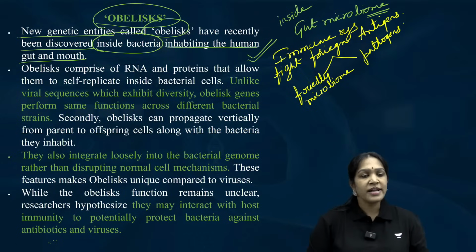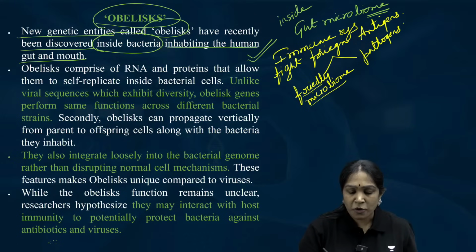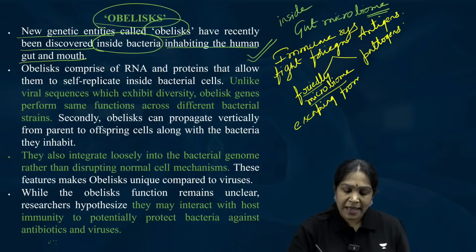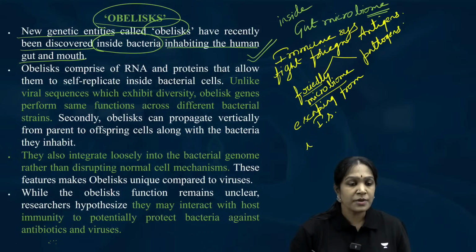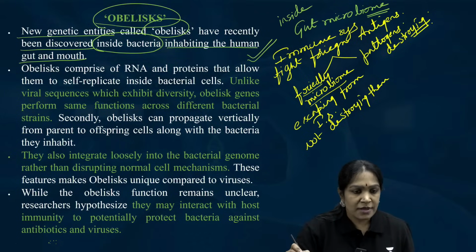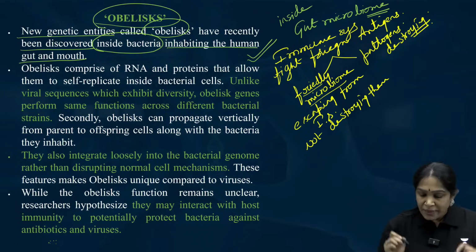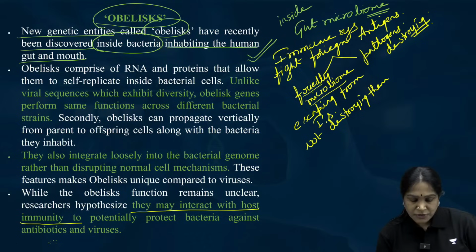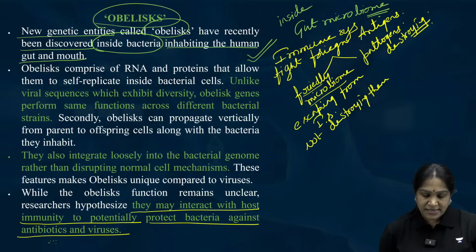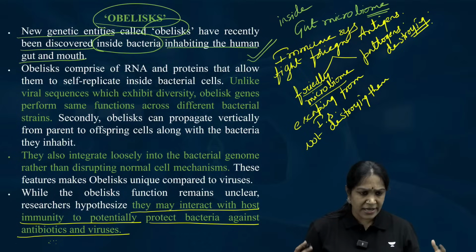Did you get this doubt? How is the friendly microbiome escaping from the immune system? Somehow the friendly microbiome is escaping, which means the immune system is not destroying them. The immune system is only destroying the pathogens. So, the recent discovery is that obelisks may interact with the host immunity to potentially protect bacteria against antibiotics and the viruses.